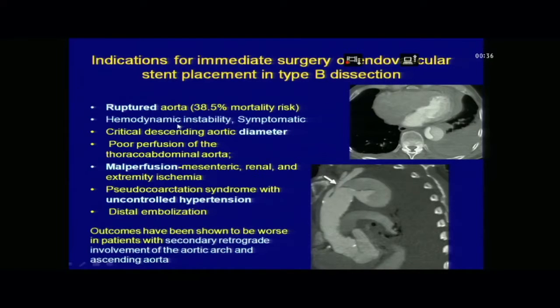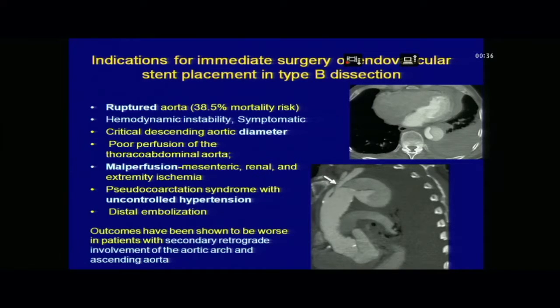Second is a patient who is hemodynamically unstable. Third is a patient who is symptomatic. A symptomatic patient, even if he does not have the critical diameters for the thoracic type B dissection, still should be treated. So critical descending aortic diameter, even if asymptomatic, again goes as an indication.